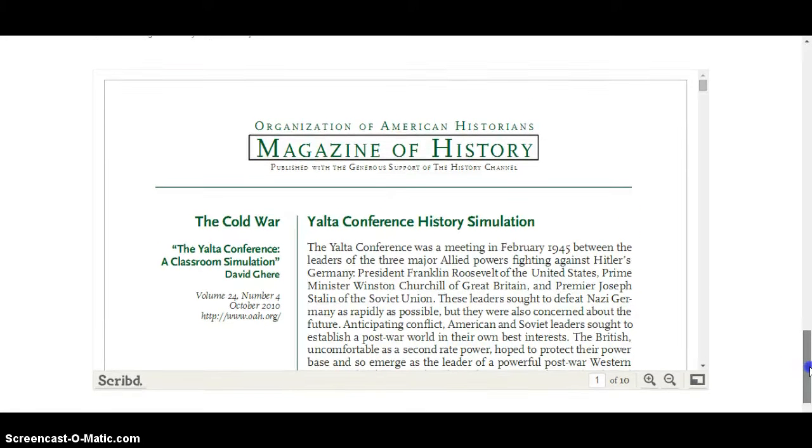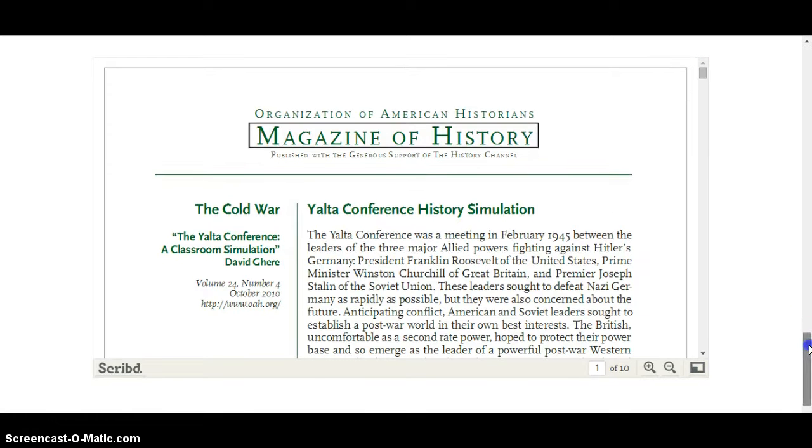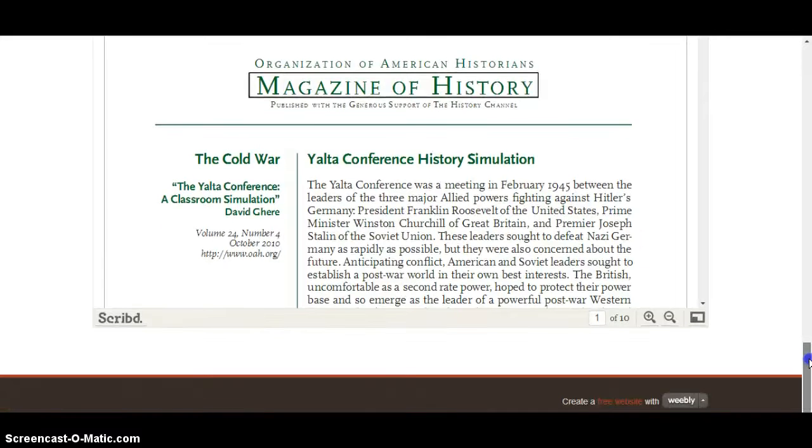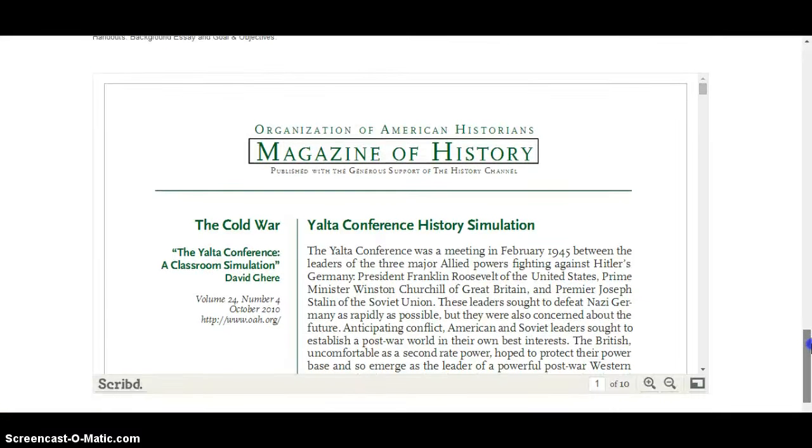So before the students are in groups, they're going to read a background essay so they can know the history of each of these big 3 nations as they lead up to the Yalta Conference, and tell their stories of how they got there and why they are the way they are heading into the Yalta Conference. And then after that, they'll be put in their groups, and then I'll give them a goals and objectives sheet. So the delegates from the same country will go over their goals and objectives.